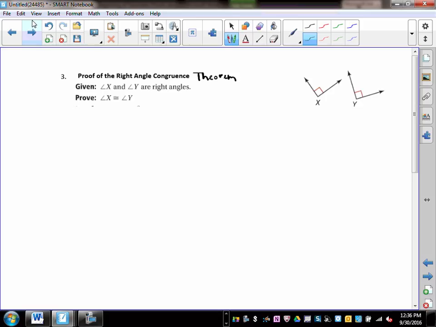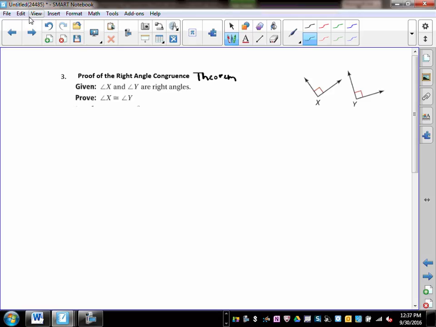All right, so here we are given angle x and angle y are right angles, and we have to prove that they are congruent. Seems pretty self-explanatory, right? But how do we know that these are congruent? What's the process for you guys? They're right angles, and good, so they're right angles, which means what? They equal 90, and does 90 equal 90? Yeah, so if their measures are equal, then we know that they are congruent.